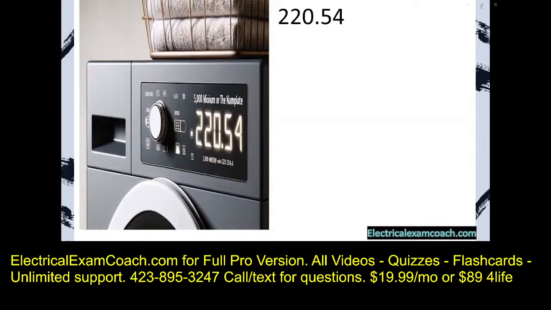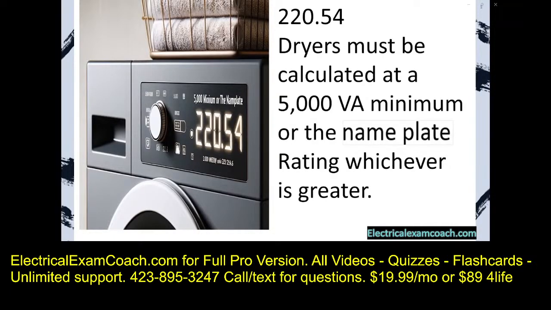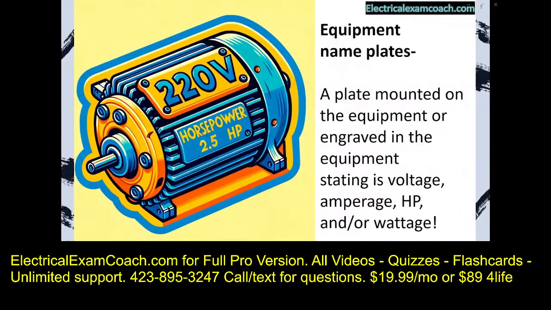Section 220.54 lets us know that dryers must be calculated at a 5,000 VA minimum or the nameplate rating, whichever is greater. Now, let's learn what a nameplate is. Equipment nameplates. A plate mounted on the equipment or engraved in the equipment that is stating its voltage, amperage, horsepower, and or its wattage. Now, it may only have a few of these, but as we've learned in previous lessons, we can apply Ohm's law to find the unknown.